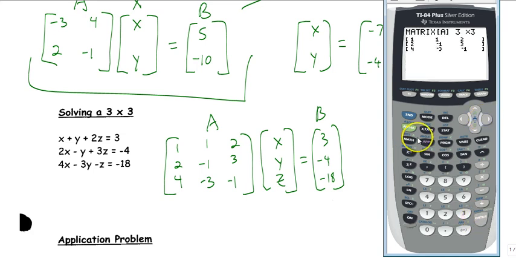This time it's, oh, I don't want to edit A again. That would be wrong. I want to edit B now. B is a 3 by 1. So it now is 3, -4, and -18. Now here's the beauty of this.